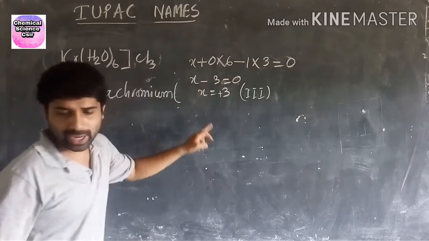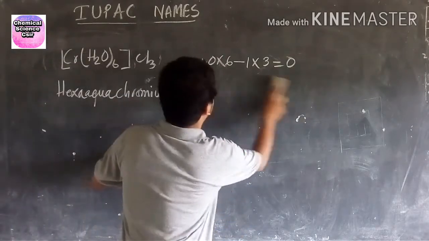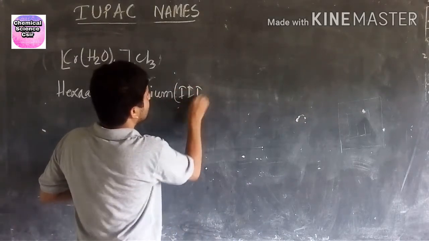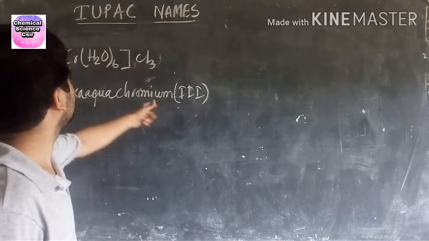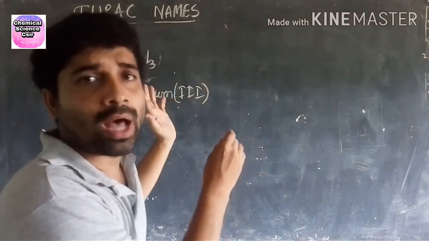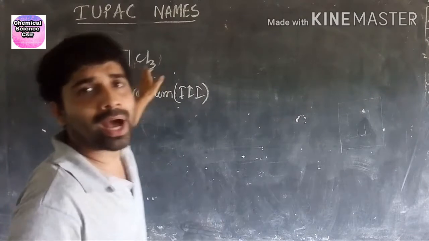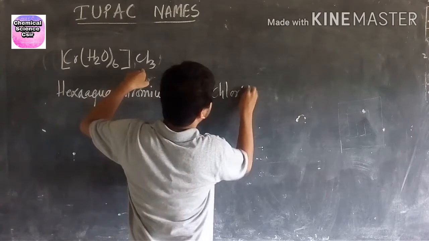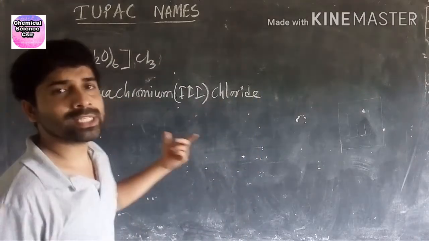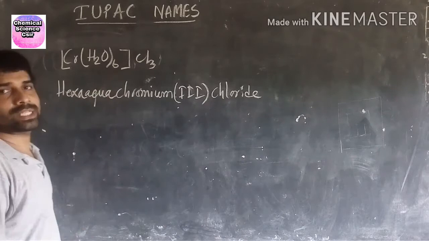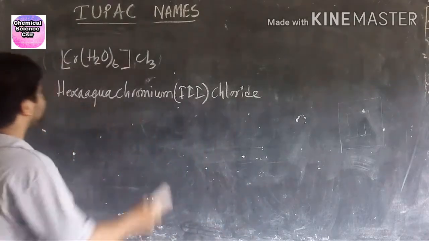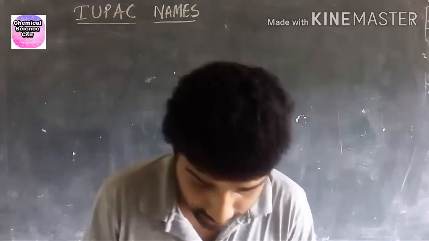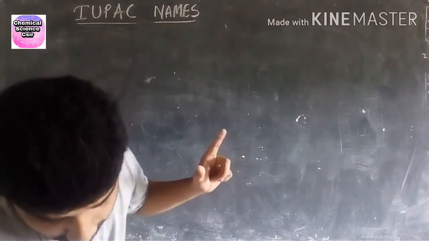then the oxidation number you can write: Roman 3, oxidation number 3. After that, outside of the third bracket is the ionization pair, which is chloride. Understood? So this is the IUPAC name of this complex. Now another example.